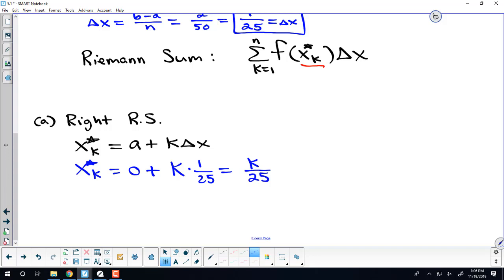So the place we're evaluating in our first rectangle is 1 over 25. Our first rectangle goes from 0 to 1 over 25, right? Because that's our delta x. And then to determine the height of the rectangle, we're going to use this value on the function. The next one would be at 2 delta x, whatever the function looks like. We go over another 1/25th, so we have 2/25ths.